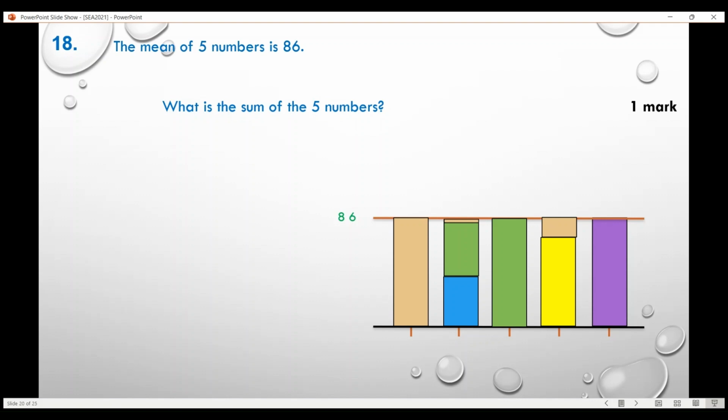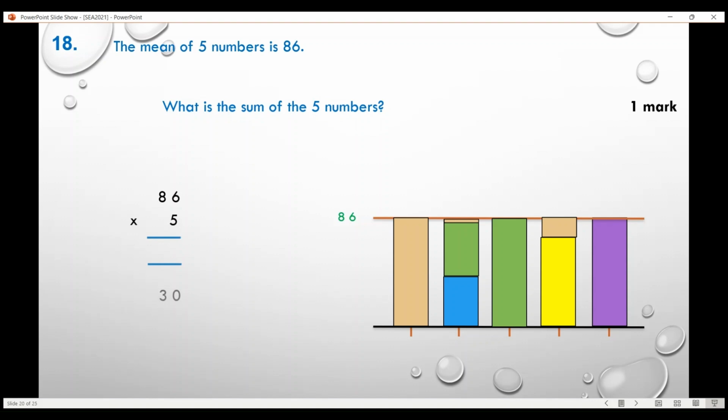So we don't actually need to know how much we had in green or blue or yellow or so forth. We can say now, since the average or the mean is 86, then the total, which is the sum of the 5 numbers, can be done by adding 86 and 86, 86 for the green and 86 for the yellow and the peach and 86 for the purple. So how many 86 do we have? 5 sets of 86. So we can find the sum by saying 86 times 5. Or you can add 86 5 times.